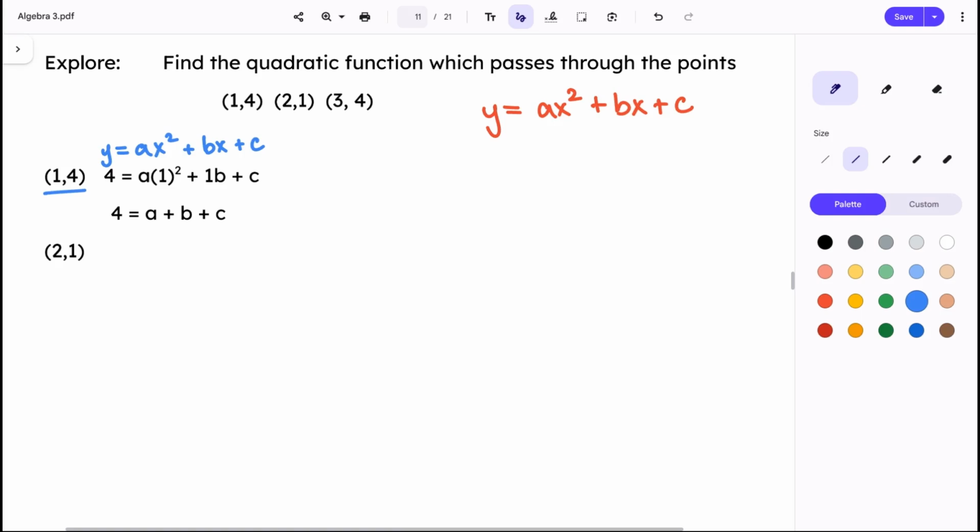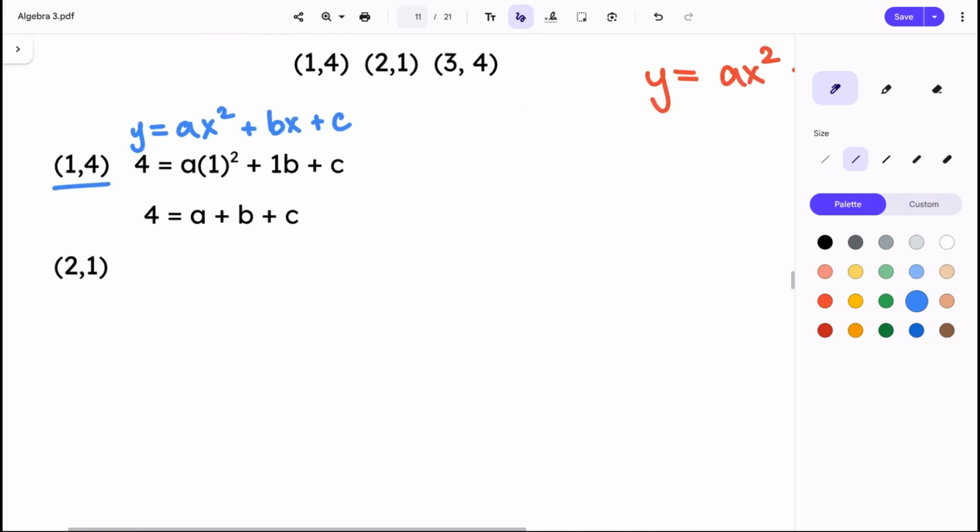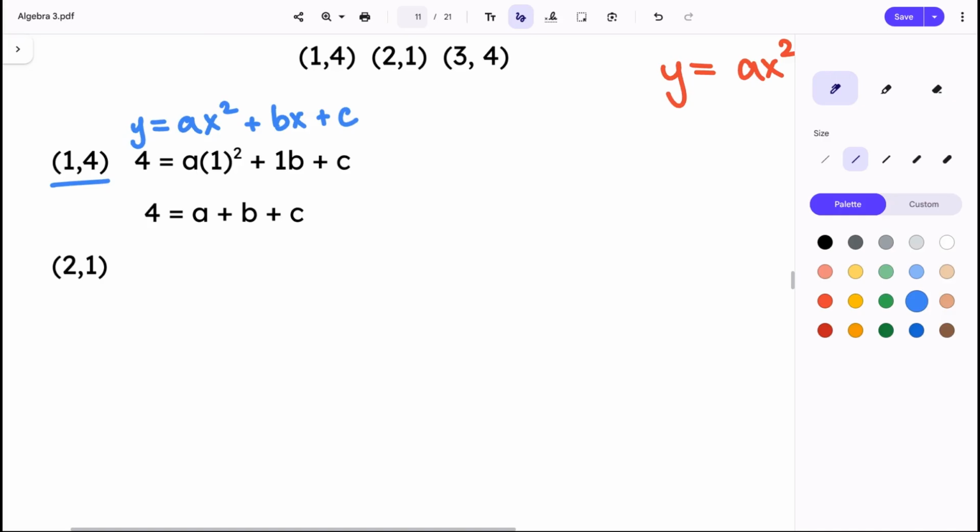Then what they did is they just cleaned this up a little bit. So we had 4, that comes down. 1 squared is just 1, so that goes in front of the a. The 1 goes in front of the b, which we could just write as b, and then plus c. So this equation looks like 4 equals a plus b plus c.